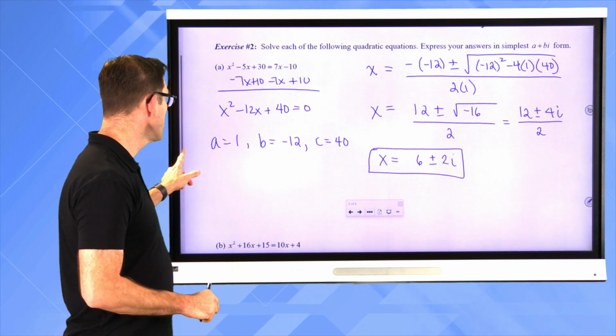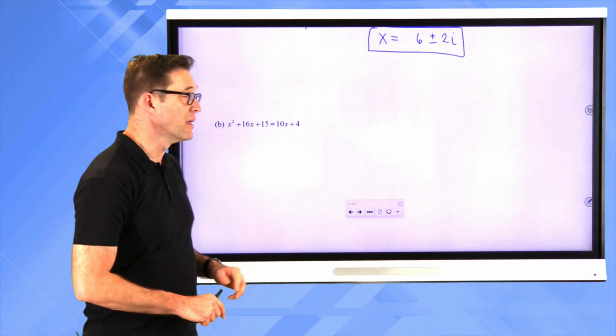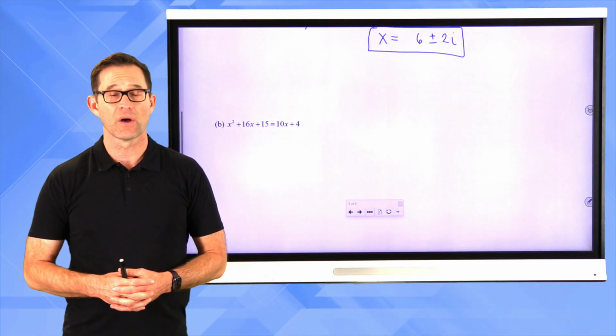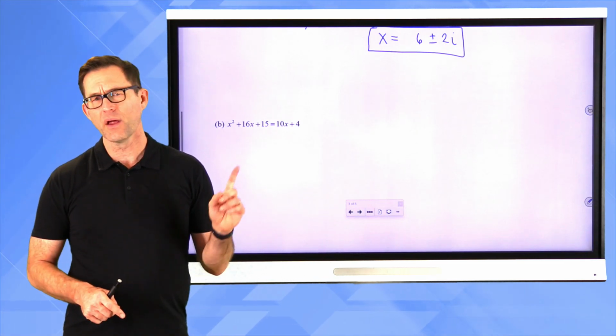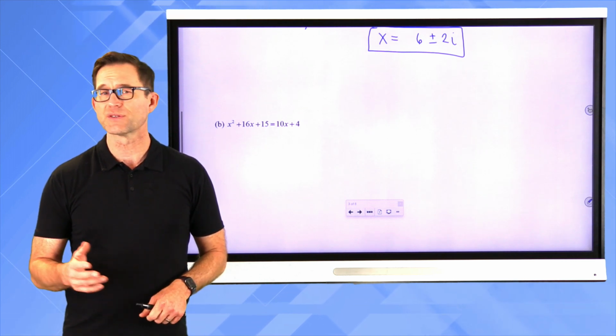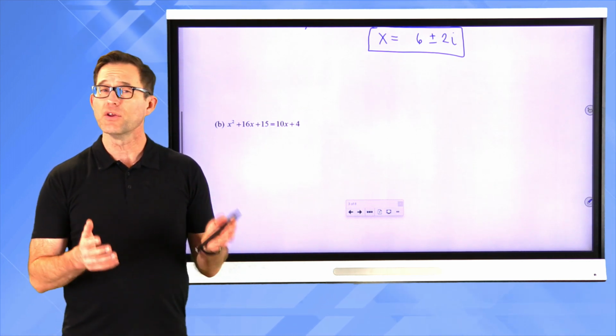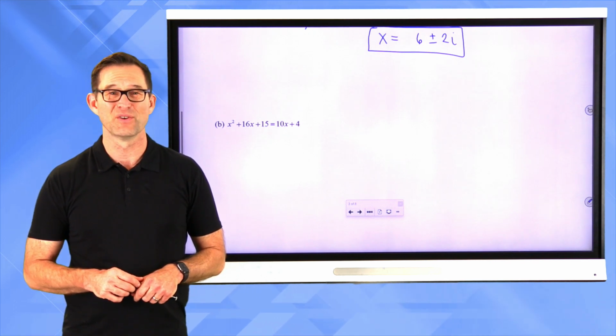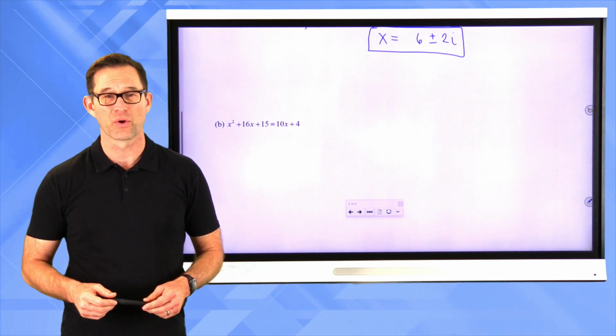Hopefully you got that. Let's take a look at letter B. Kind of more of the same. X squared plus 16x plus 15 is equal to 10x plus 4. Why don't you go ahead and try to solve that? Little spoiler, I think I'll do this one by completing the square, just so you see one of those again, but you can do it using completing the square or using the quadratic formula. It's up to you. Pause the video now and go ahead and work through that one.